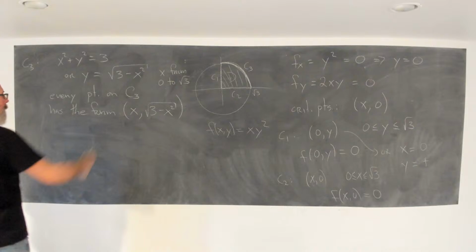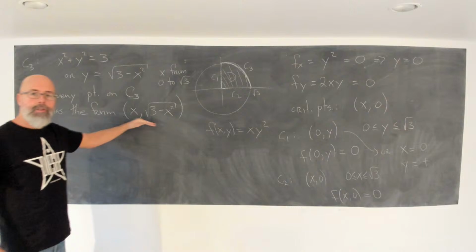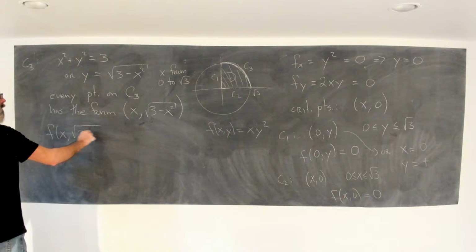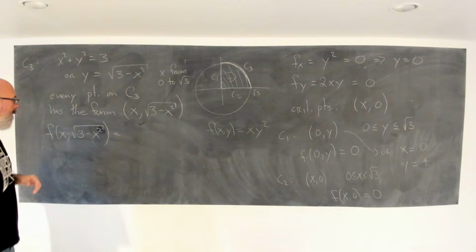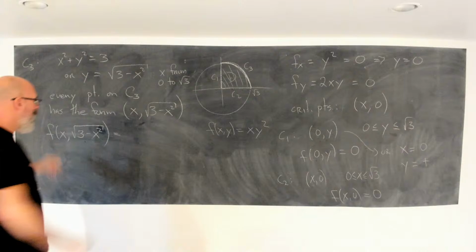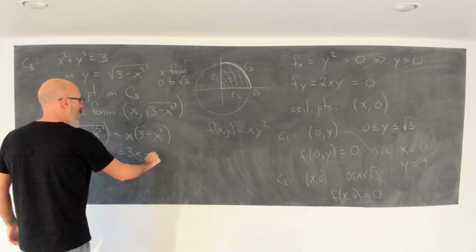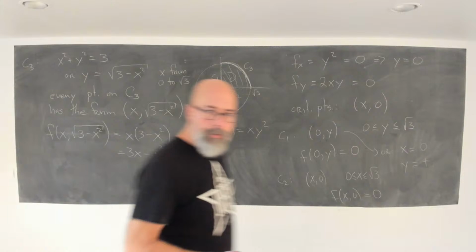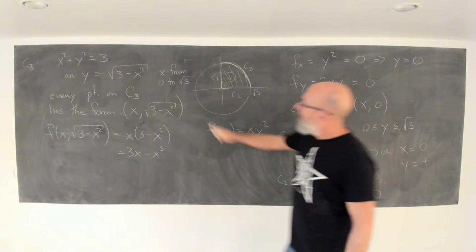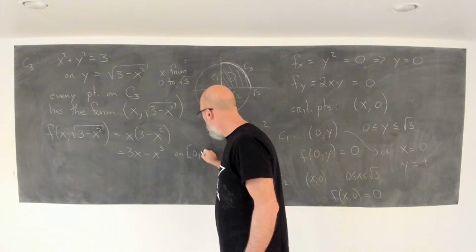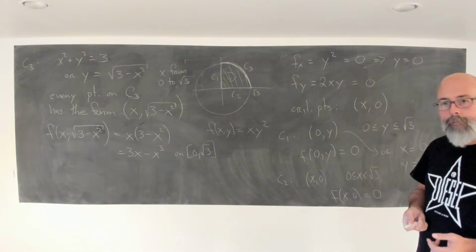So you see that every point on C3 looks like this, right? And so now your function over on C3, which is xy squared, right? Everywhere you see y, you replace with this, so we get x times (3 minus x squared), or 3x minus x cubed. And this, as Dan was suggesting, we need to maximize on this closed and bounded interval. But now you have a function of one variable, and you know exactly how to do that.